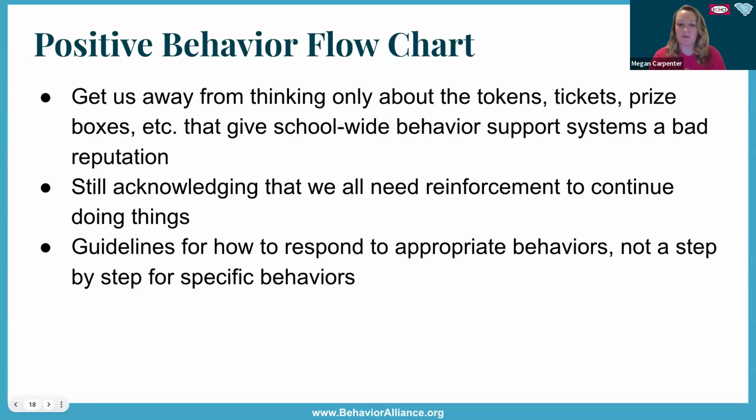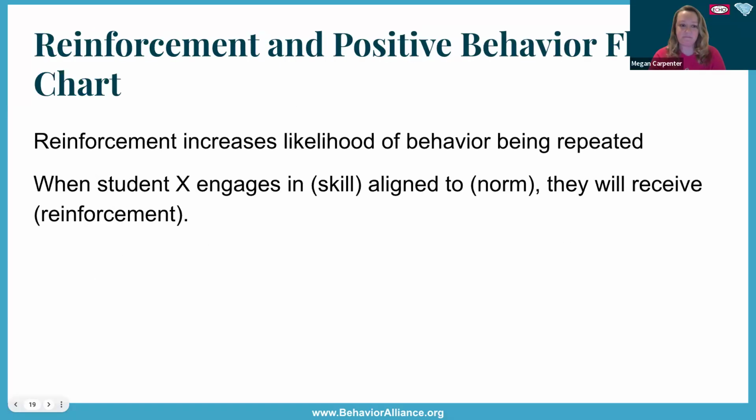So the positive behavior flowchart provides guidelines for how we respond to appropriate behaviors. It's not a step-by-step for specific behaviors. Because reinforcement increases the likelihood of behavior being repeated. And our goal with any type of behavior support system is that we see more positive behaviors, more contextually appropriate behaviors, and less contextually inappropriate behaviors. So when a student engages in the skill we want, aligned to our school-wide norm, they'll receive some type of reinforcement. We'll go through lots of options of what that can look like today.